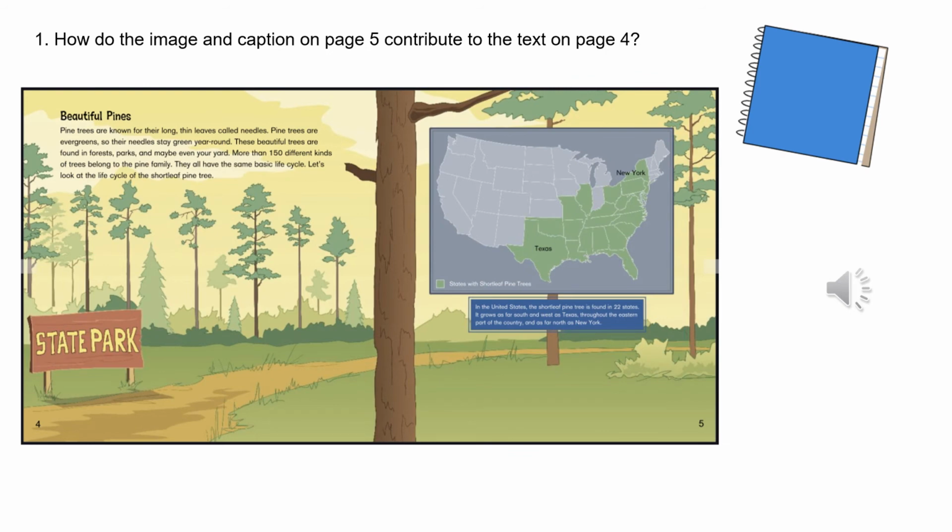Now get out your notebook and write the number 1 and answer this question. How did the image and caption on page 5 contribute to the text on page 4?